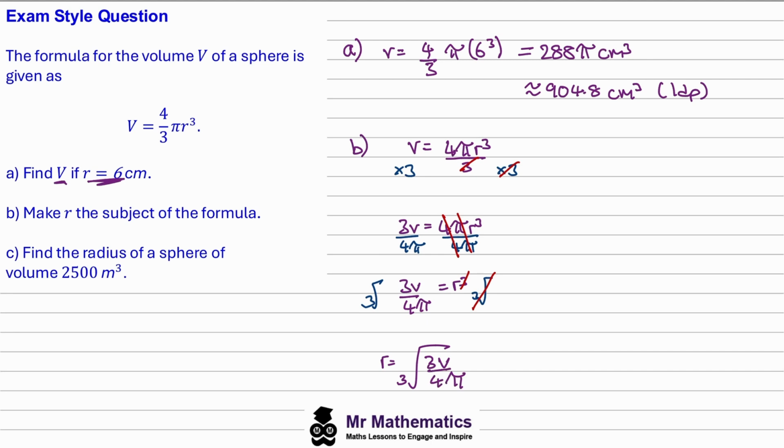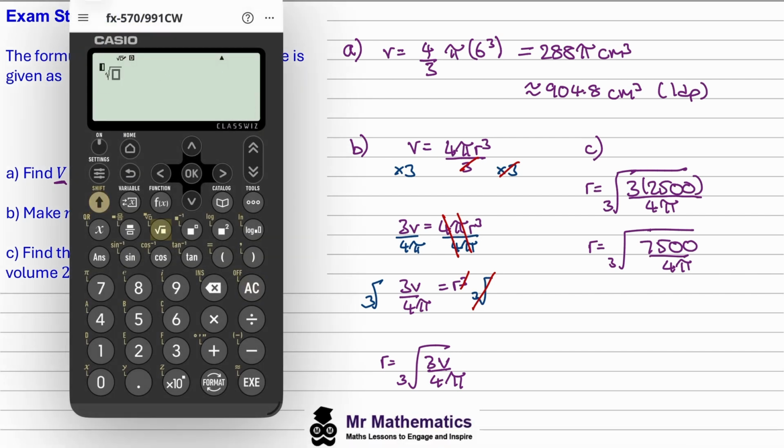And then finally for part C, find the radius of a sphere with volume 2,500 meters cubed. So if we substitute this volume in place of V, then we'll get the radius will be the cube root of 3 times that 2,500 over 4 pi. We can simplify our numerator, so we get 7,500 over 4 pi.